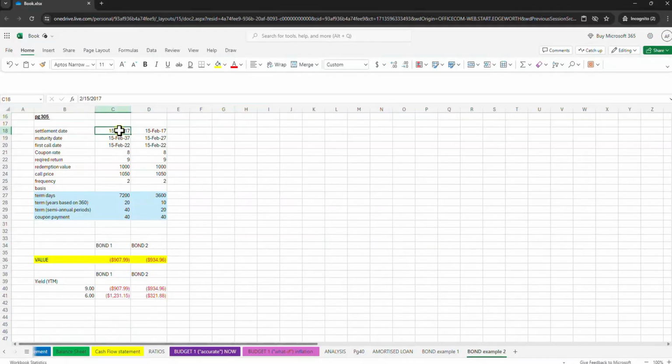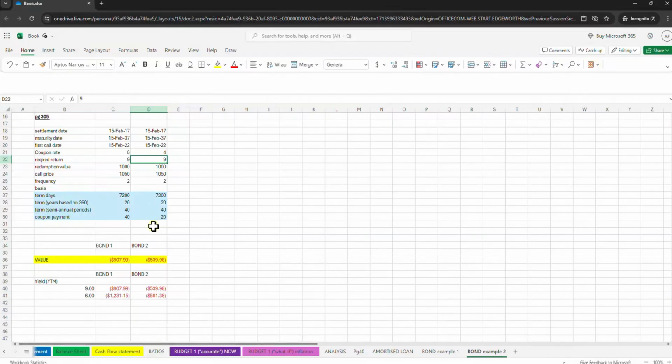All right, the settlement date, is that the same? Yes. Maturity date, that's the same? Yes. Okay, that's the same? Yes. Okay, so everything here is the same. It's this column that's different. Okay, we still have a 20-year bond, so copy, paste. Okay, we have a coupon rate of 4%. Okay, what else? Required return 9, frequency 2, all of that looks fine.